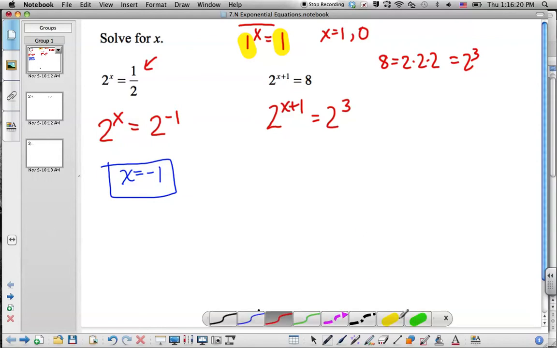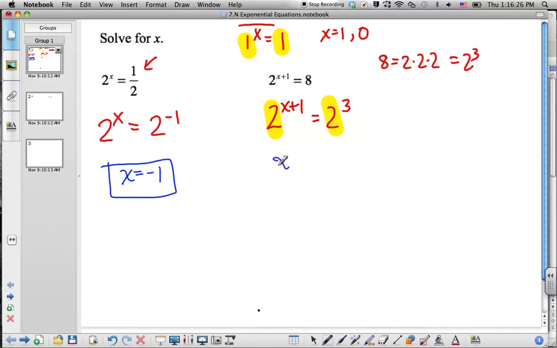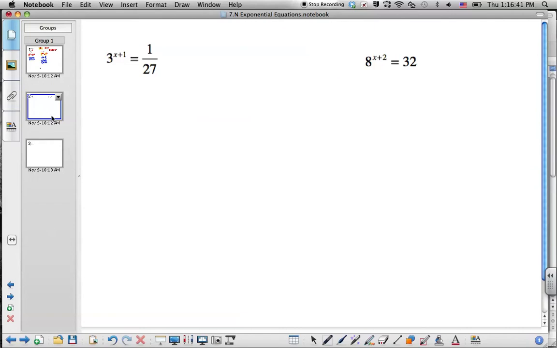And now that we have bases that are the same, we know exponents can be equal, so x plus 1 must equal 3. Therefore, we subtract 1, and we get x to be 2. Done. Do we want to go back and check? No, we know we're right. Let's go. Now we're going to get a little bit harder.